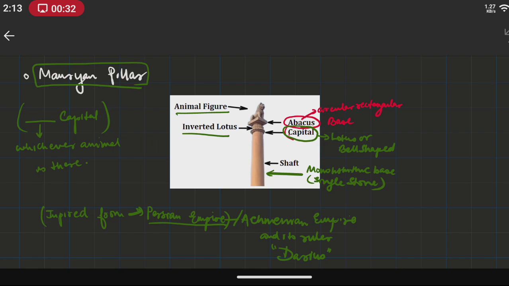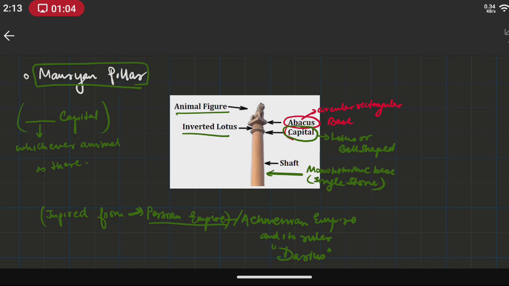As you can see in the image, this is a Mauryan pillar. On top you can see an animal figure. So this is the animal part. Whichever animal there is, it will be called that capital. For example, here there is a lion capital. So animal capital, whichever animal is there. So an animal figure is there on the top.